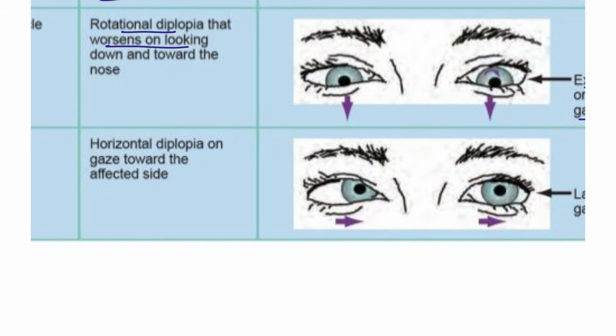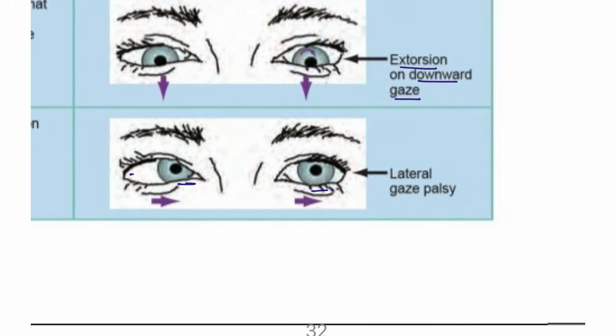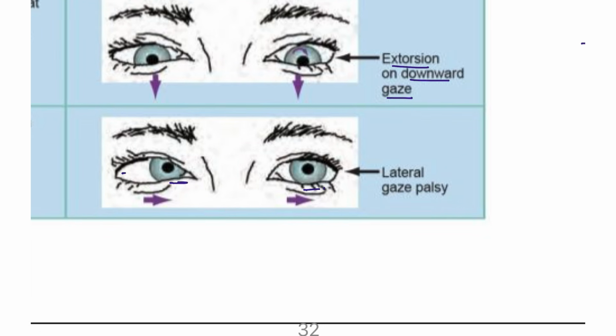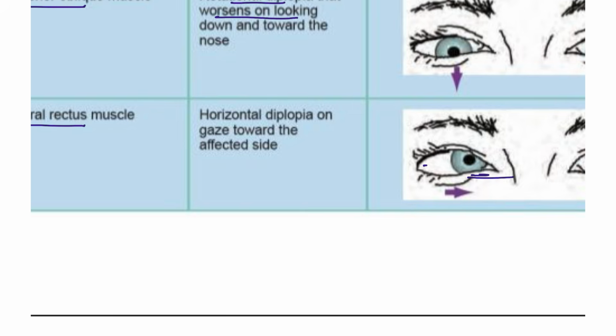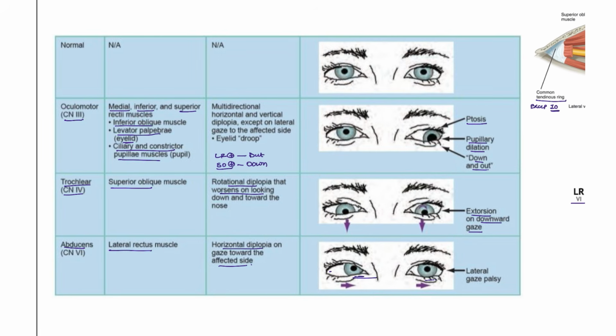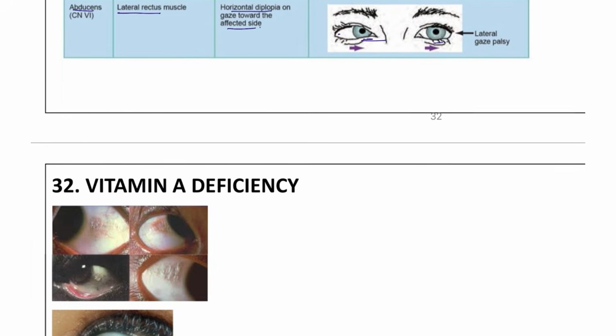So the patient can't do the eye movement to the lateral side. So the patient will be having the mid dilated pupil or the lateral gaze palsy. Only the patient will be having the medial side horizontal diplopia, and gaze is affected to the side. So these are the three different nerve features that have been asked in the examination.